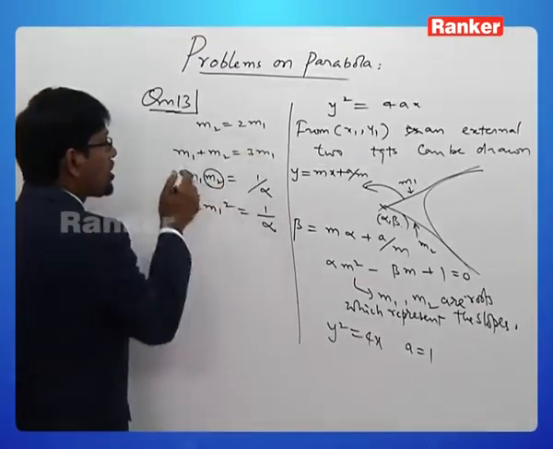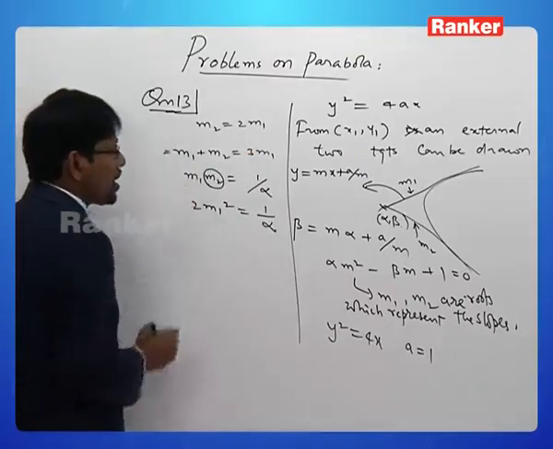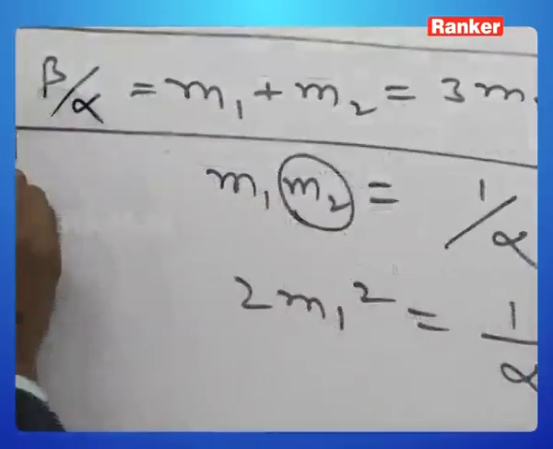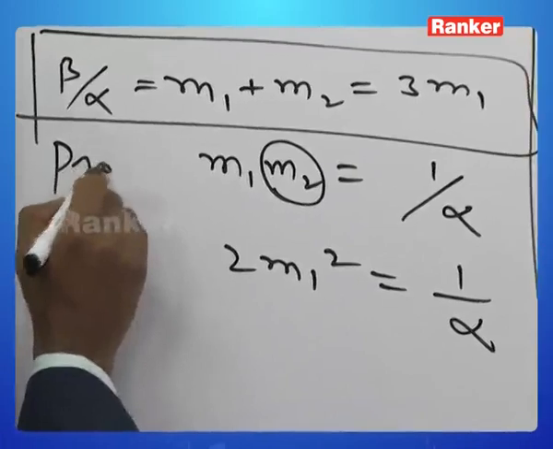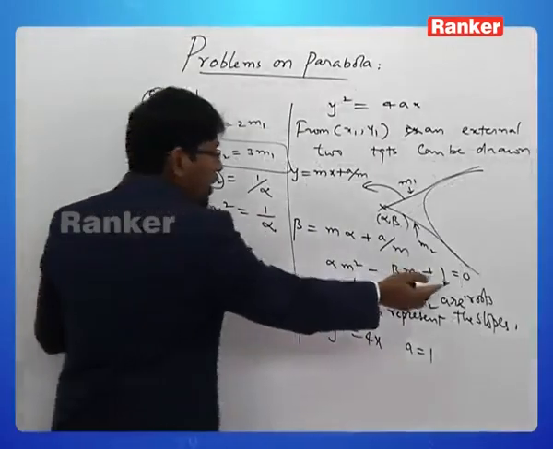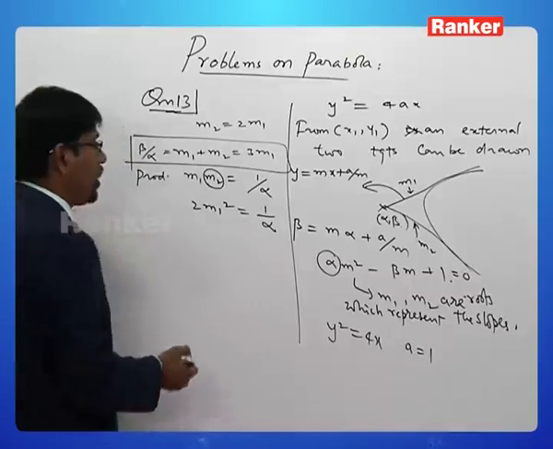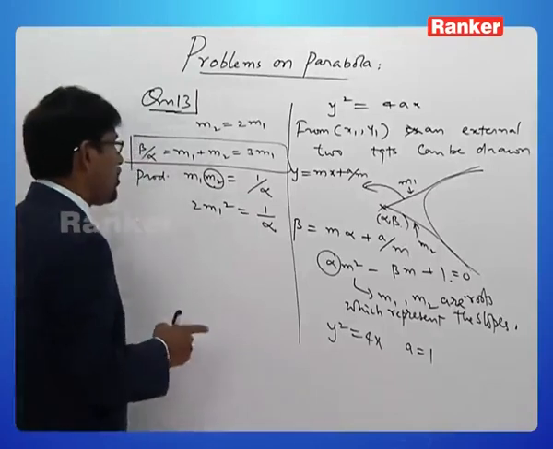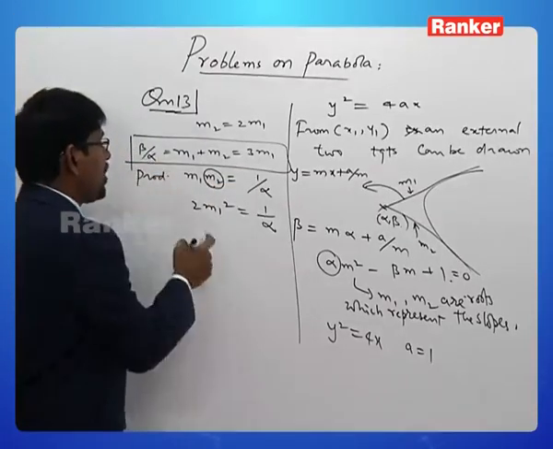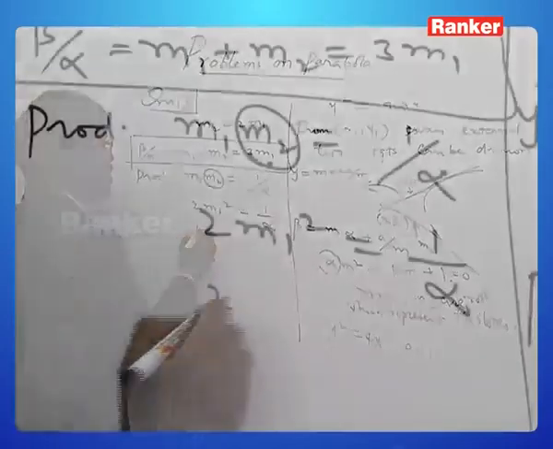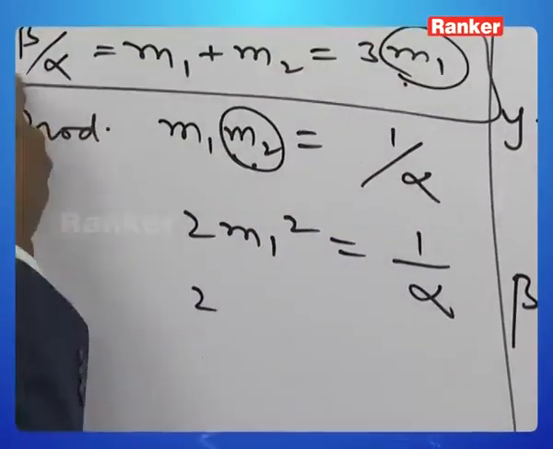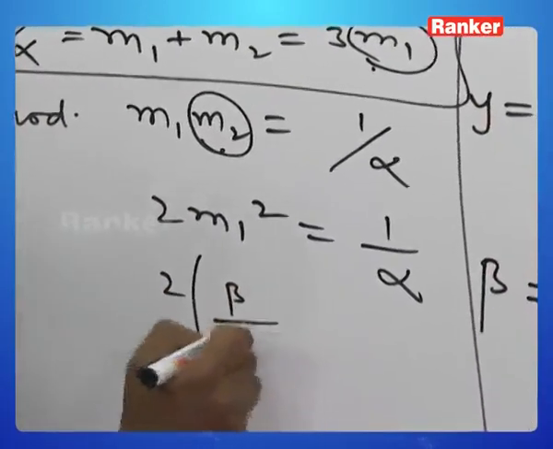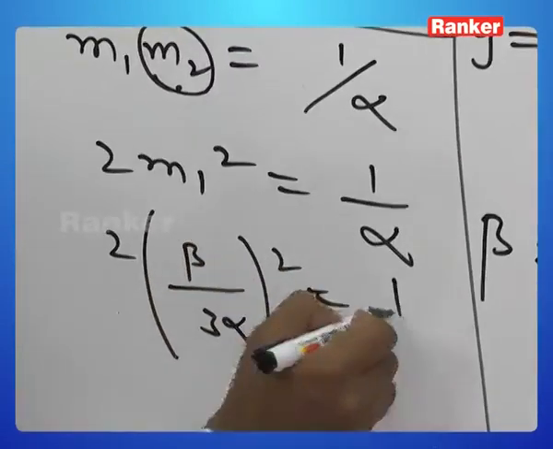But what we know is 3m1 is the sum of the roots. What is the sum of the roots? Beta by alpha. What is the product of the roots? m1 into m2, it is constant by the coefficient of m square, 1 by alpha. But m2 is equal to 2m1, therefore we have 2m1 square is equal to 1 by alpha here. m1 is beta by 3 alpha, we can substitute that. So 2 into beta by 3 alpha the whole square is equal to 1 by alpha.